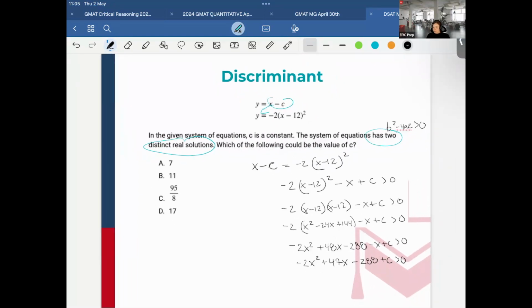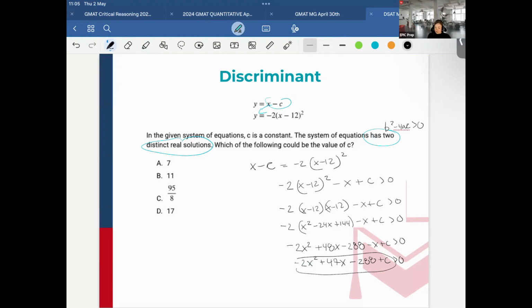Okay, sorry guys. This is all equal to 0, but now I have my equation. And then I can go here and be like, okay, so b squared minus 4ac, that's greater than 0. My b value is 47 squared minus 4, 2, and my c value is actually negative 288 plus c. And then greater than 0.